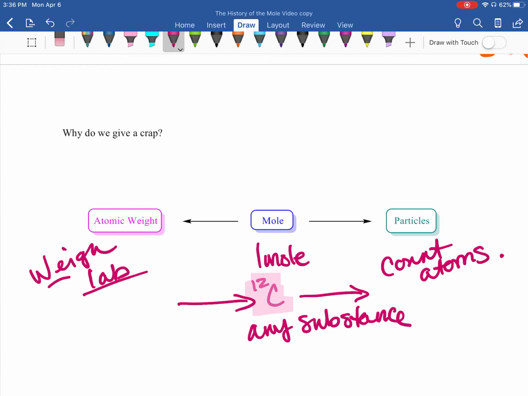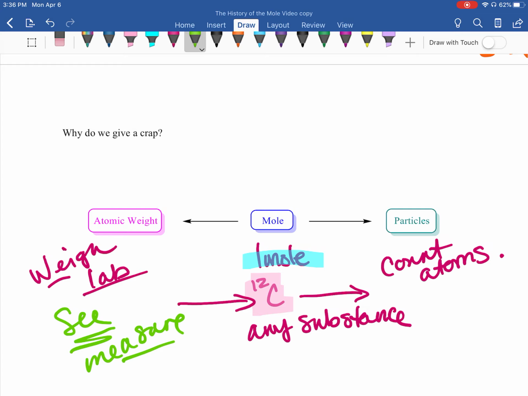Man, that's so flippin' important. I need to say that again. Okay, what is the point of a mole? We need something that we can see and that we can measure, and that is easy to weigh. It's one of the easiest lab techniques we have.